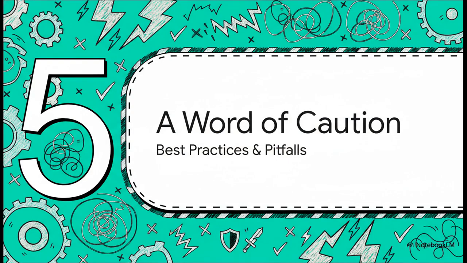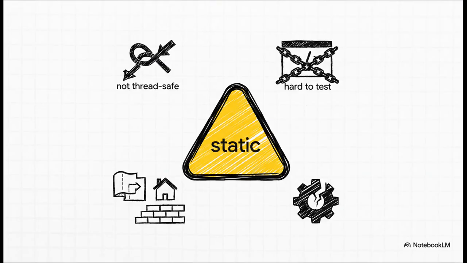But, and this is a big but, like any powerful tool, it's not a silver bullet. You have to use it wisely. And that brings us to our final and very important section, a word of caution. Let's just quickly walk through these common pitfalls. First, that shared variable is not automatically thread safe. If you have multiple threads accessing it, you need to handle that yourself.